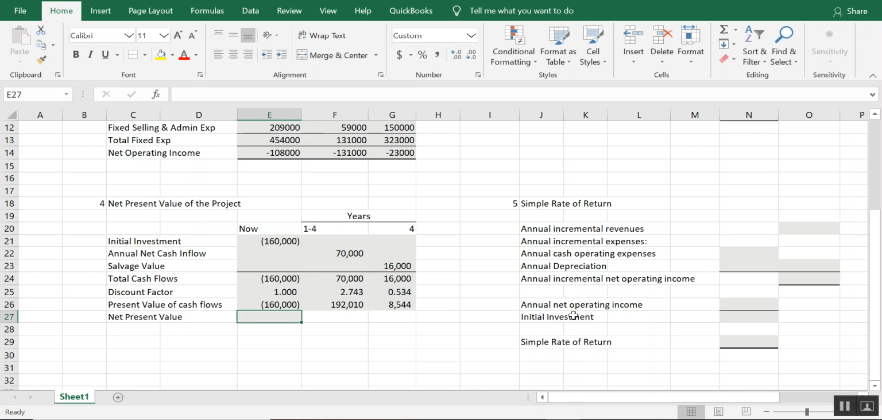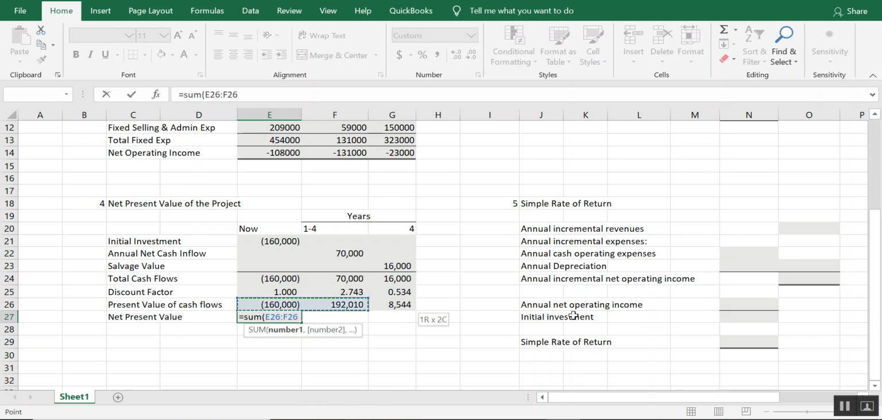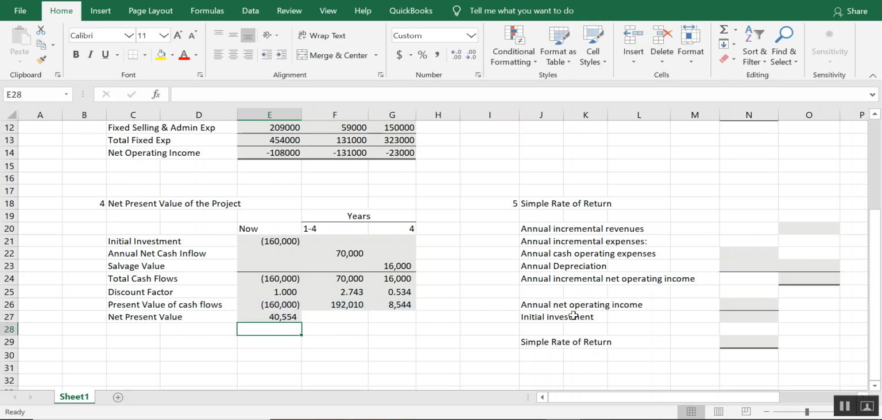The last step here is just to add all these present values together to get a net difference. What we have is a net positive present value of $40,554, which means we should pursue this project because it is going to create a net present value that's positive at the given discount rate.